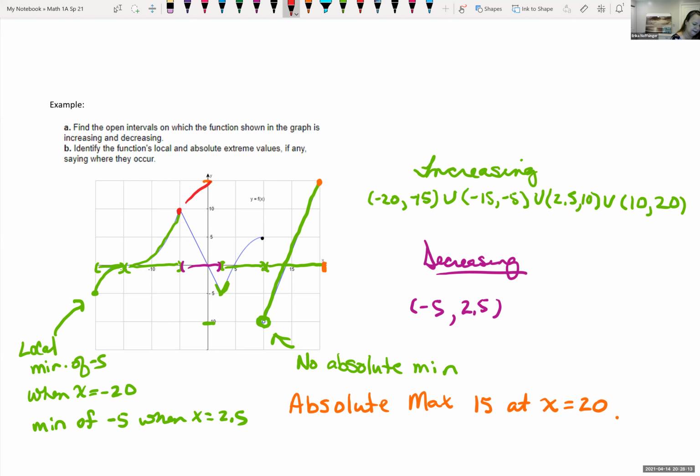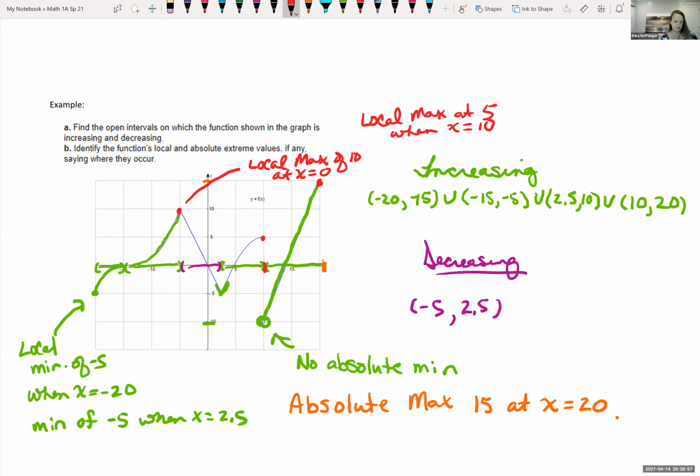Local max. And that y value is 10. So a local max of 10 at x equals 0. This is closed here. So we have a local max of 5 when x is 10. And we already got this as our absolute max.